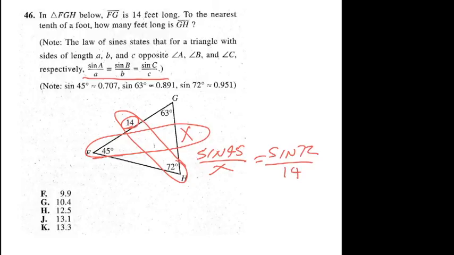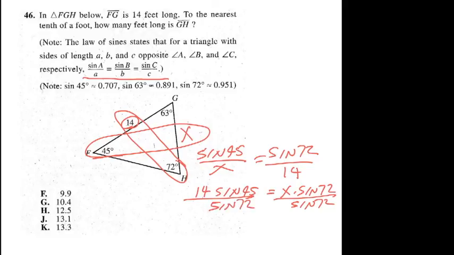is to 14. So we cross multiply and we get 14 sine 45 is equal to X times sine 72. Now we divide both by sine of 72. And we're ready to plug our numbers in. That's going to equal X. So it's going to be 14 times the sine of 45, which is 0.707, over the sine of 72, which is 0.951. And when you multiply that out and divide on a calculator, you will get 10.4, making G the answer to 46.